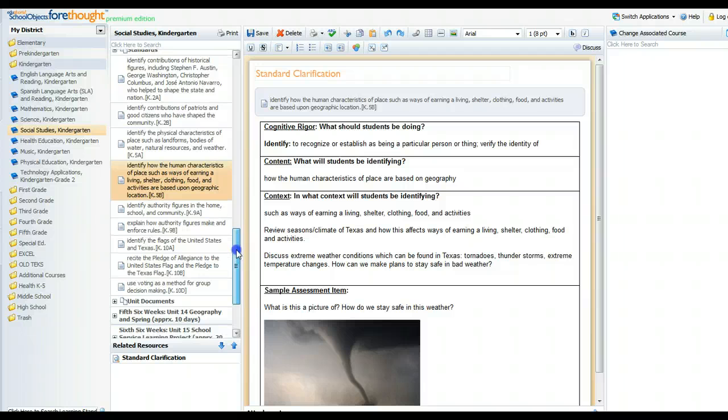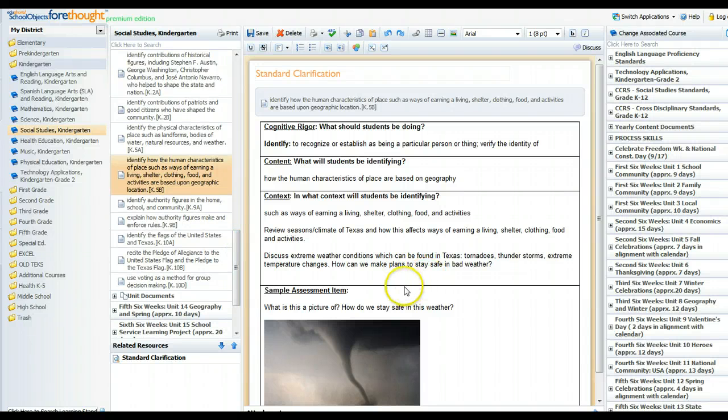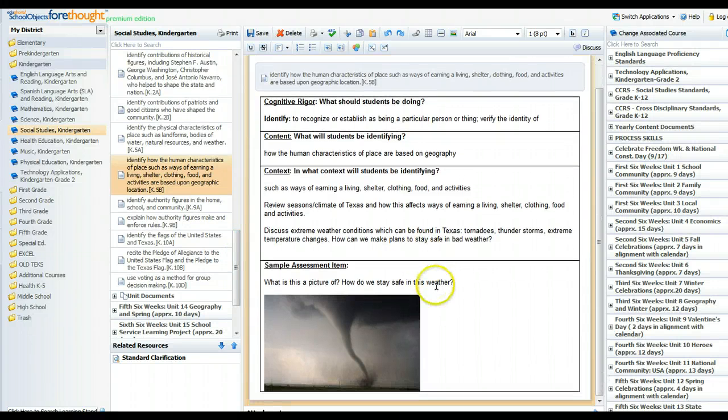Here with identify how human characteristics of place are based upon geographic location. We want to talk about the fact that there are seasons in the climate of Texas. We talk about how it's springtime and how this might affect what we do. So we need to discuss that extreme weather conditions can be found in Texas. For example, tornadoes, thunderstorms, extreme temperature changes. All that can happen in the spring. And so they would want to talk about how we stay safe in bad weather.